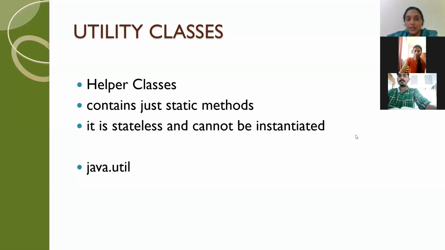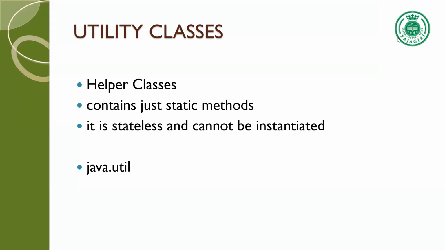Today, we will learn about utility classes, or you can call them Java utilities. Utility classes are also called helper classes. They contain static methods, which means they are stateless and cannot be instantiated.